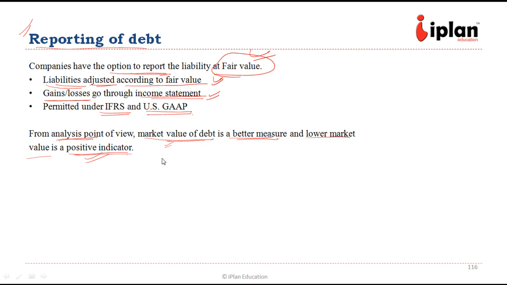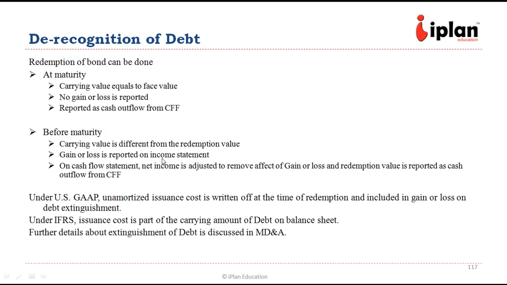Now let us move to the next slide. Derecognition of debt. So derecognition of debt or redemption of debt can happen either at the maturity of the bond, when the bond has completed its life, or even before maturity.